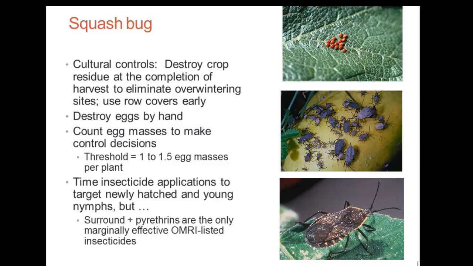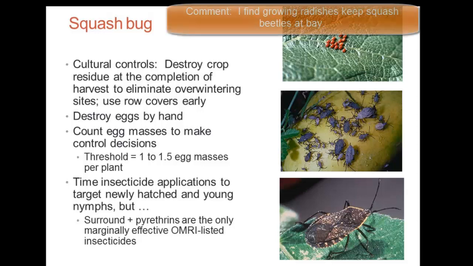You can destroy eggs by hand. For the backyard gardener with 6 zucchini plants and a couple of melons and a couple of this, that probably beats anything else you would do, even if you were willing to spray other insecticides. If you do spray, really none of the organic insecticides work very well. Surround plus pyrethrins, and some people will add Neem, are marginally effective, but real simply, that's spraying a lot of stuff, whether it's OMRI listed or not.